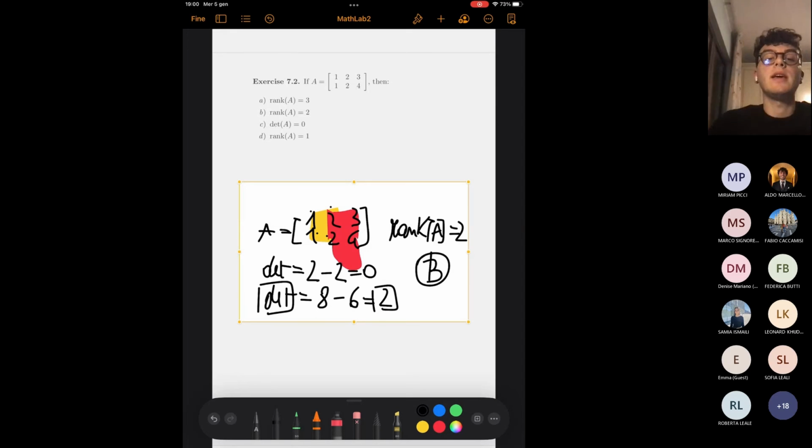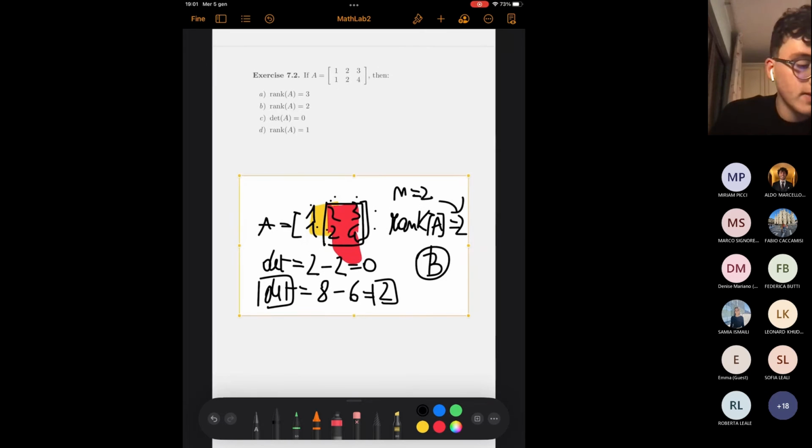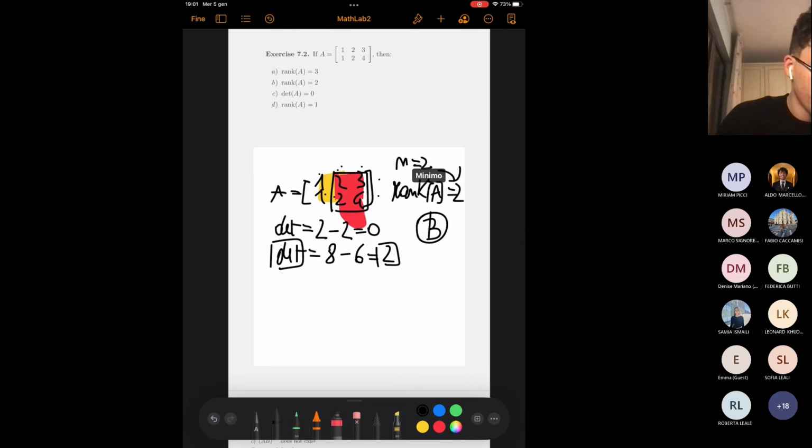But why can we say that it is so? We can say that because we have just said that the rank is the number of rows or columns of the largest square submatrix of A. This is the largest square submatrix of A, and the number here or the number here is equal to 2. So also the rank is equal to 2. And that's how we solve this kind of exercises, nothing more than this. And we can move on to the following exercise.